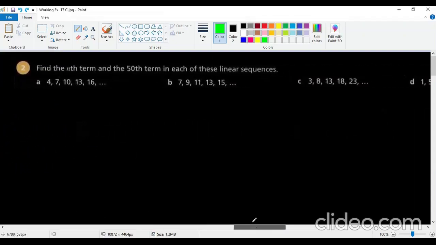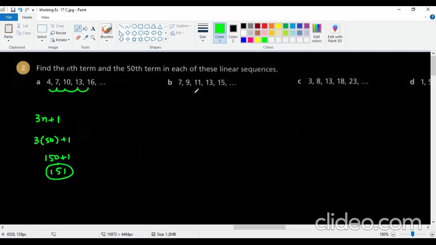Now, moving on to question number 2, as we can see, the difference between them is 3. So 3n is going to be there. Now, what should we do with the 3 to make it a 4? We add 1. So this is going to be the term rule. Now we need to find the 50th term. That means 3 times 50 plus 1. So it's going to be 150 plus 1. So 151 is the answer, which is the 50th term of this sequence.